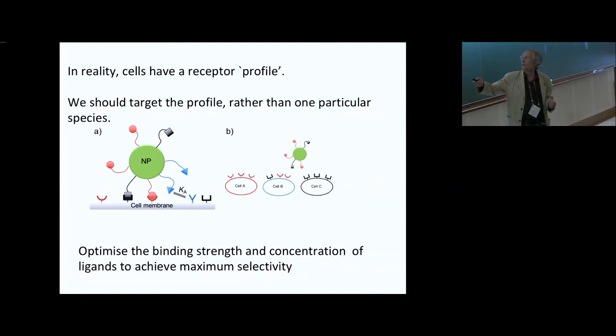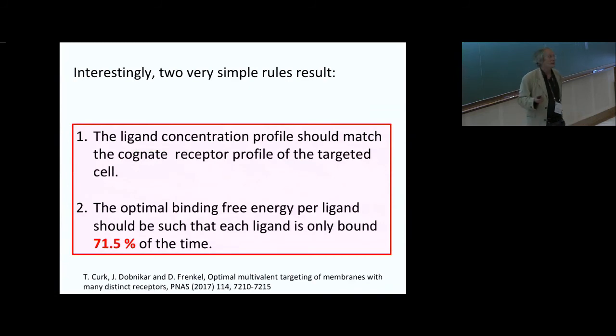And so what you typically, again, would like to achieve is the following: if you want to target this cell with a mixture of receptors, and you don't want to target these two, how should you design your nanoparticle? What kind of ligands should you put on your nanoparticles? And the answer actually is surprisingly simple. You get generic answers that don't require much deep knowledge.